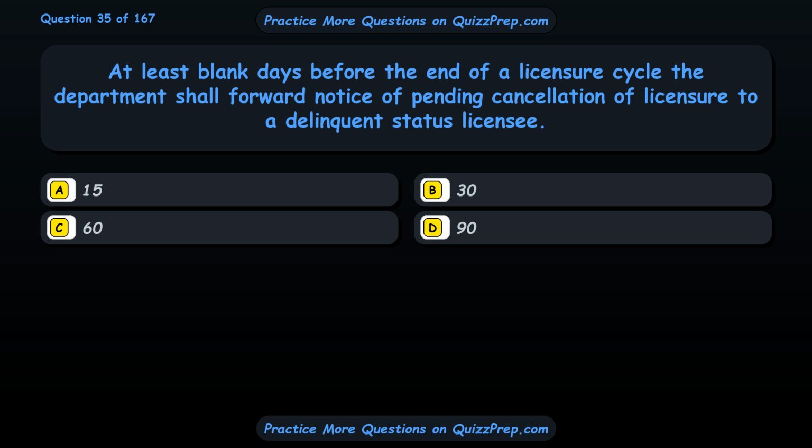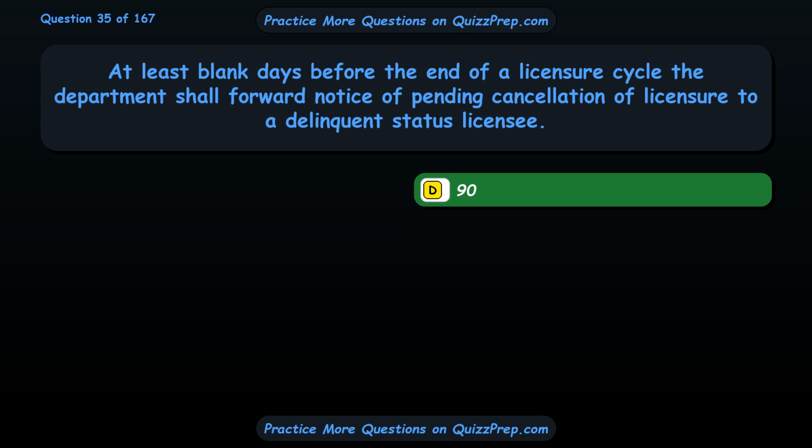Question 35. At least blank days before the end of a licensure cycle, the department shall forward notice of pending cancellation of licensure to a delinquent status licensee. Option A, 15. Option B, 30. Option C, 60. Option D, 90. The correct answer is option D, 90.